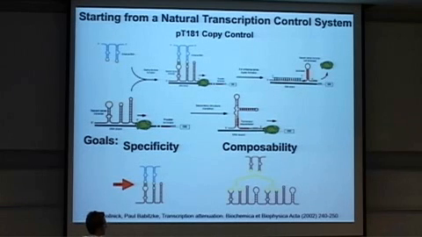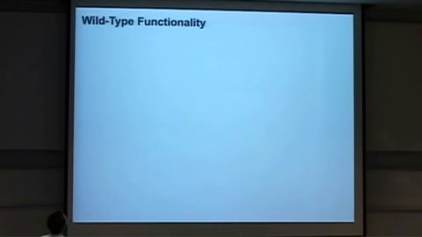And the other thing I want to tell you about is composability. Can you put 2 of these together? What happens if you put 2 of these together? Does it work at all? What is its function like? So briefly, I'll tell you about how the wild type performs, and basically tell you about our simple experiment.